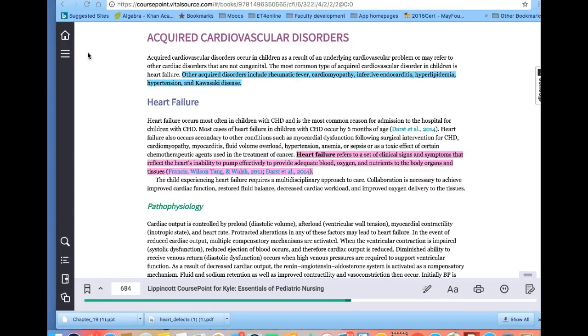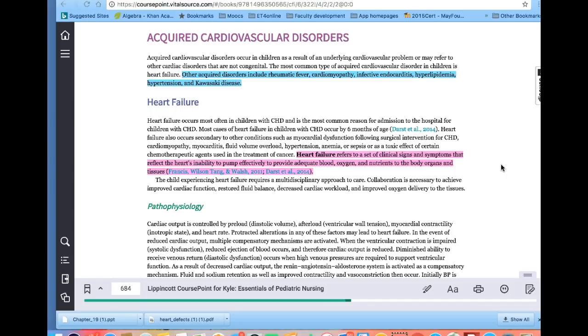All right, so we're going to skip the congenital heart defects, and we're going to do those in a separate PowerPoint. We're going to move down to acquired cardiovascular disorders. Acquired cardiovascular disorders, rheumatic fever, we're just going to touch on quickly. Cardiomyopathy, we're not going to talk about. Infective endocarditis, we're going to talk about just briefly. Hyperlipidemia, hypertension, and Kawasaki's disease we'll address.